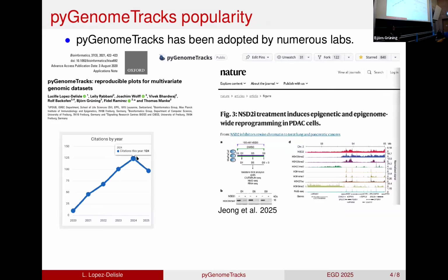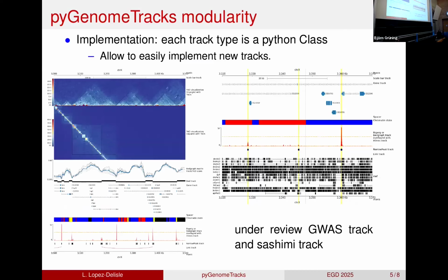I can just show you one of the last published examples. It was in Nature, and they used pyGenomeTracks to see different histone modifications on a given locus. So you can see that it's highly customizable. You can choose really the color you want to match the color code that you're using for your whole article.